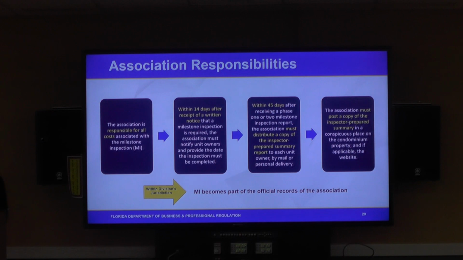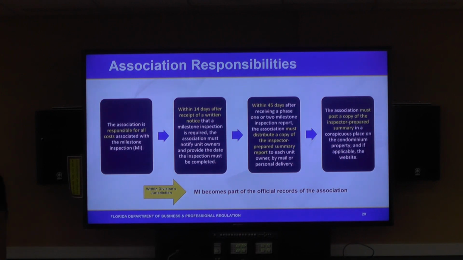What are the association's responsibilities? The association is responsible for all costs associated with the milestone inspection. The association must notify unit owners within 14 days after receipt of a written notice that a milestone inspection is required, and provide the date the inspection must be completed. The association must distribute a copy of the inspector-prepared summary report to each unit owner by mail or personal delivery within 45 days after receiving a phase 1 or 2 milestone inspection.